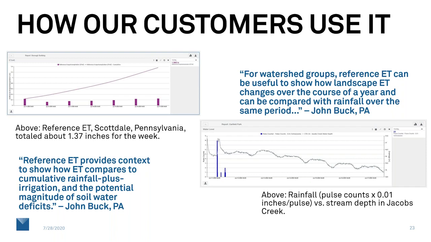When comparing that with your ET loss from the other graph, they can see what rain came in and what ET removed, which was a total loss for the week of 1.14 inches, which can be significant for the area.